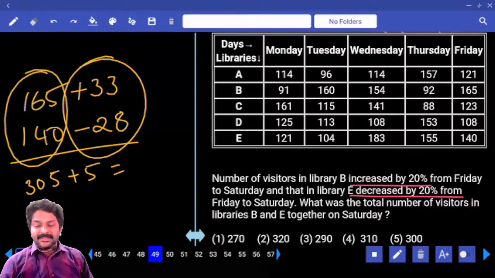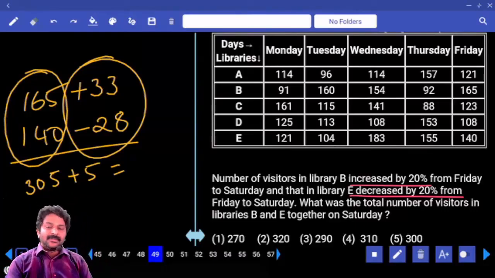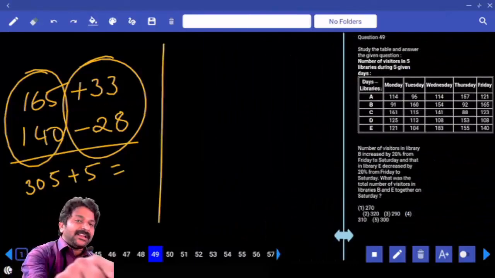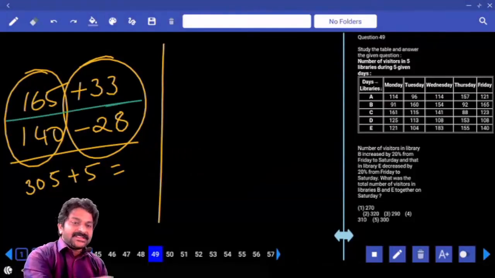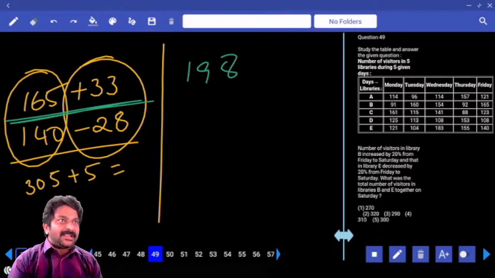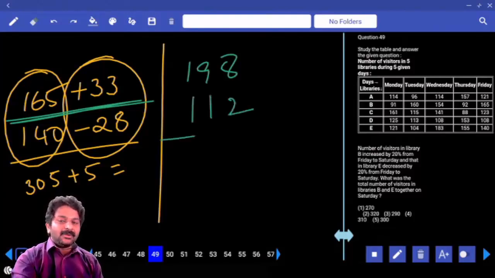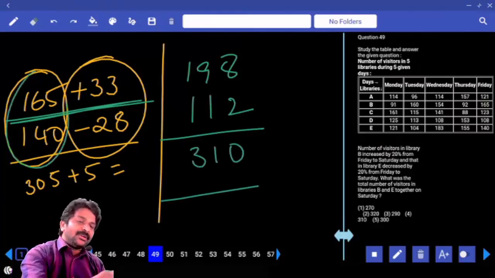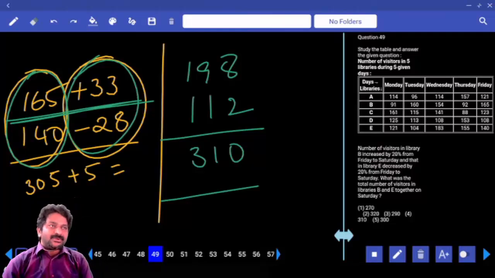Answer 310, fourth option. ఇలా రాసిన తర్వాత 165 హారిజాంటల్ ఎడిషన్. 165 plus 33 198. 140 minus 28 కొద్దిగా కష్టపడిన తర్వాత 112. ఆ రెండు యాడ్ చేస్తే 310. ఇలా అయినా చేయొచ్చు, లేదా మనం చేసినట్లు వర్టికల్గా అయినా చేయొచ్చు. అవునా కదా? ఎస్ ఆర్ నో? రైట్.